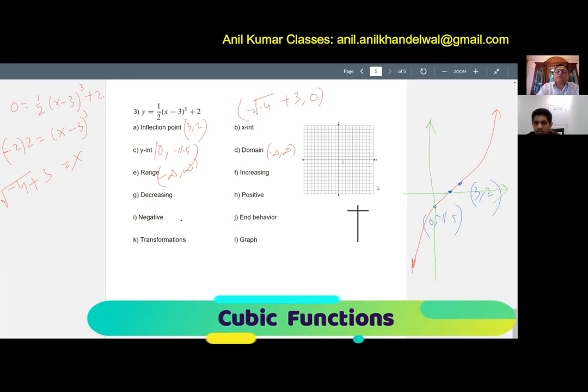This point here is the x-intercept, cube root of minus 4 plus 3. So that will help us to define positive and negative regions, correct? It is always increasing from minus infinity to plus infinity, decreasing none, never, positive after the x-intercept. So you can write 3 minus cube root of 4.